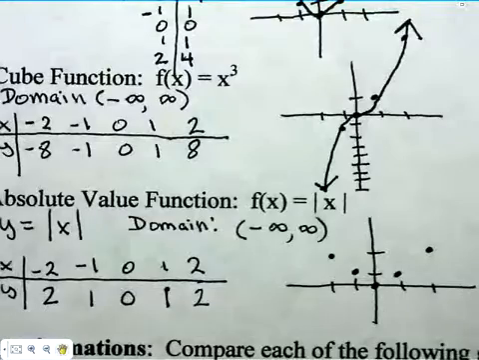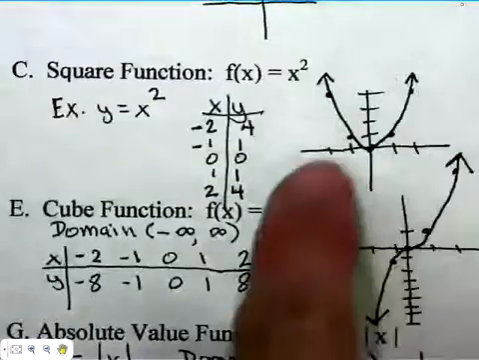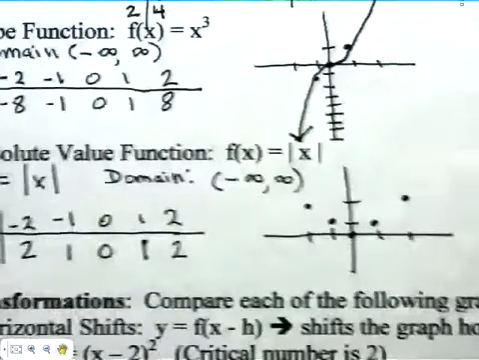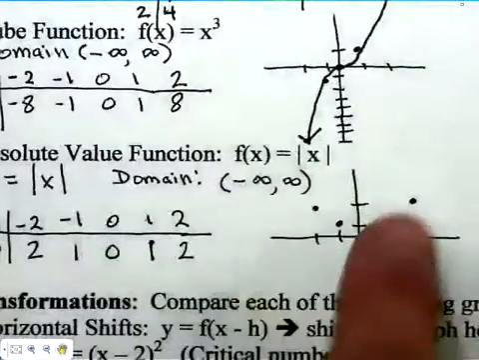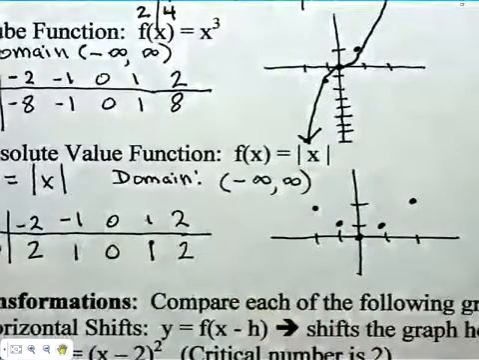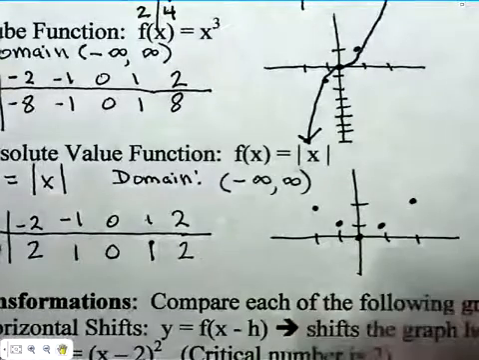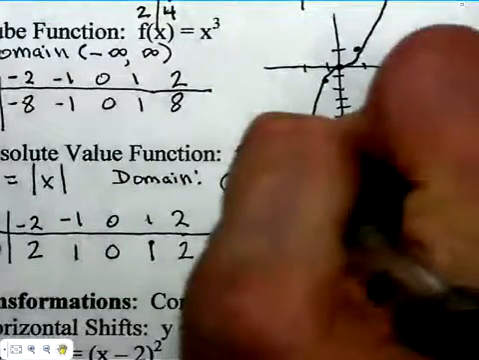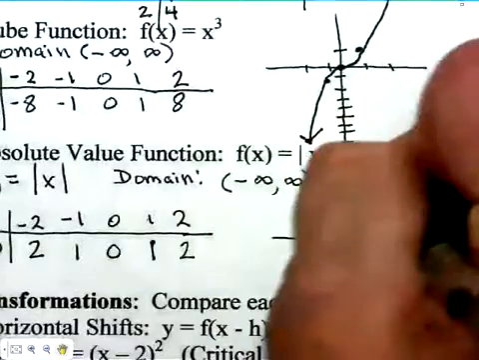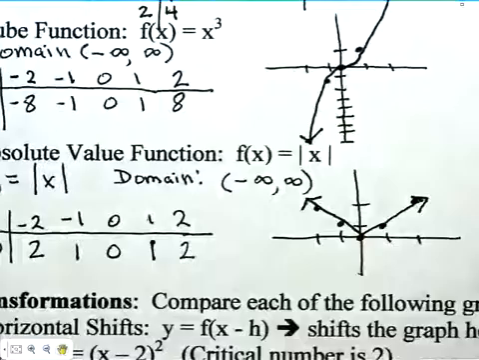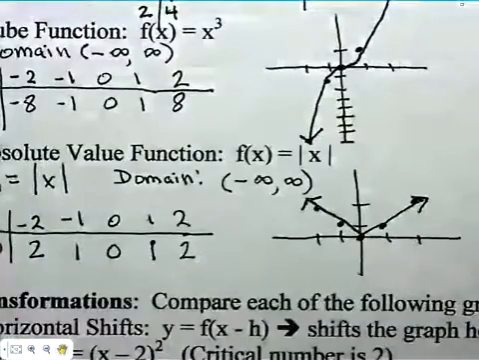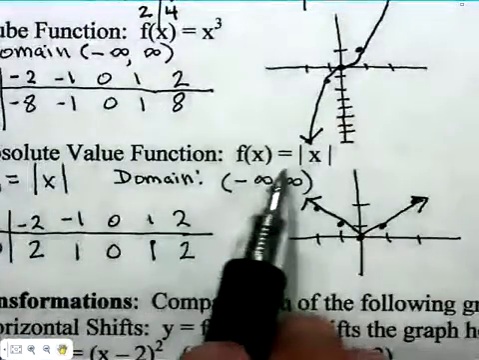Before I connect the dots, it looks a lot like this squaring function. I could connect those in a fairly smooth U-shaped graph, but here's how I know it's not a U-shaped graph. As a matter of fact, this is a V-shaped graph. I'm going to go ahead and put it in there, and then I'll tell you why. That's a V-shaped graph because of the definition of absolute value.